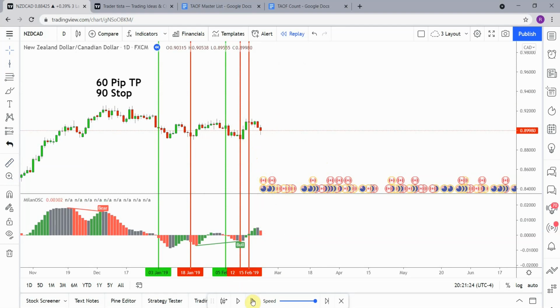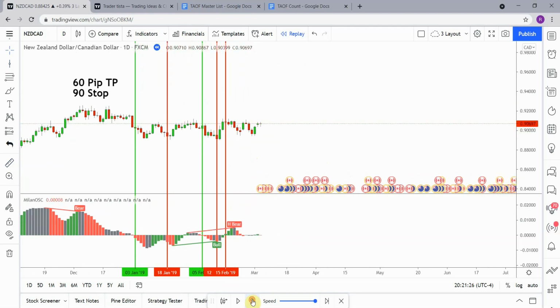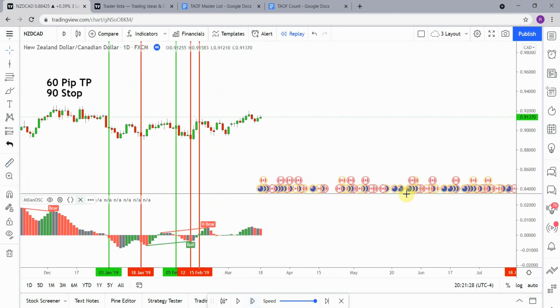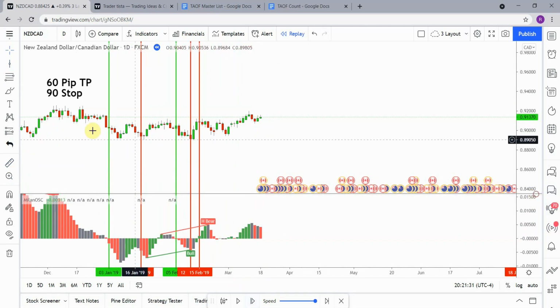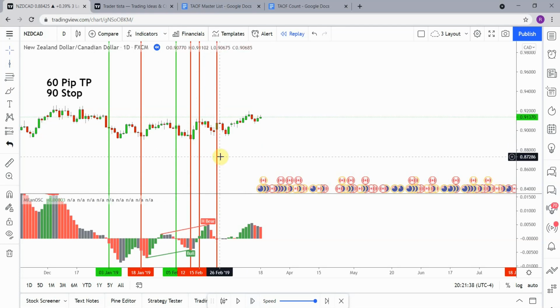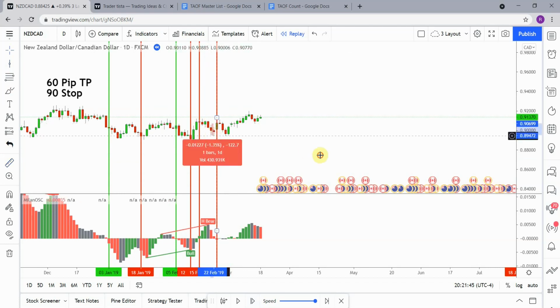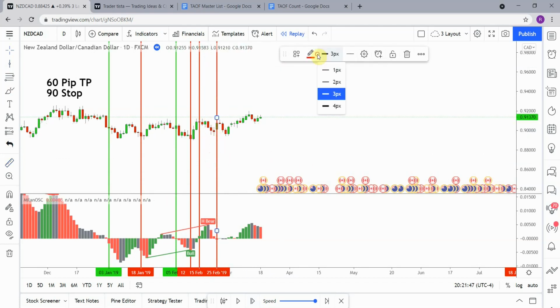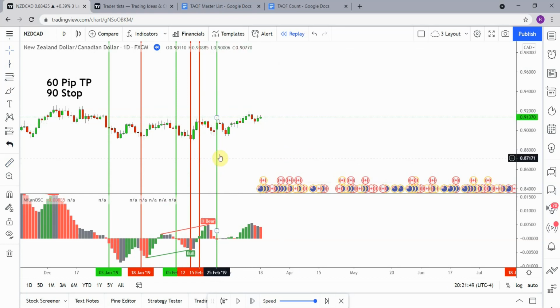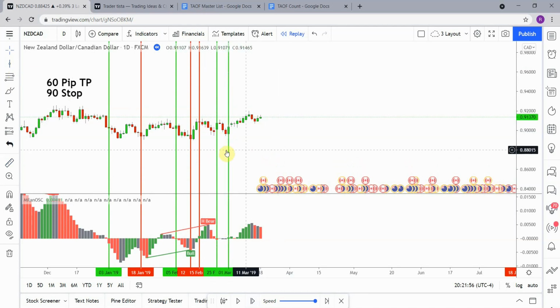That one is also going to get us stopped out. Then we pick up a short right there. And looks like we were able to take profits on that one. And it flips to a long right there.